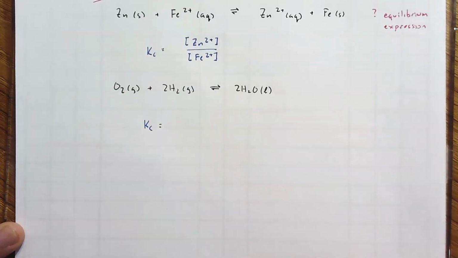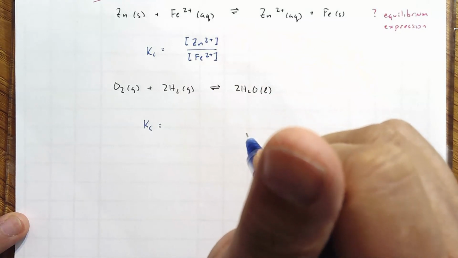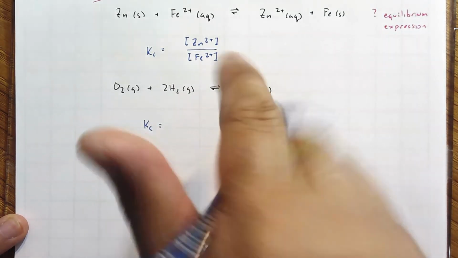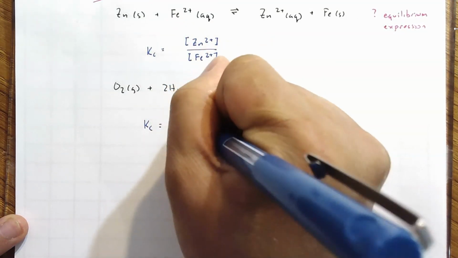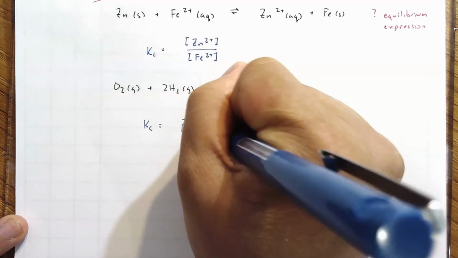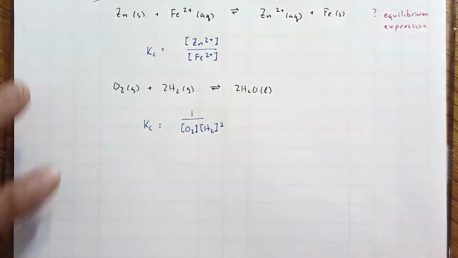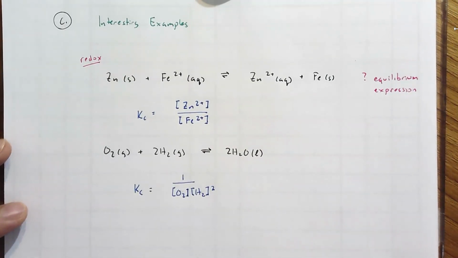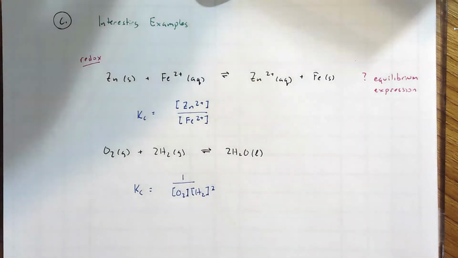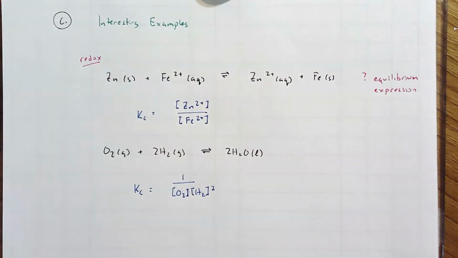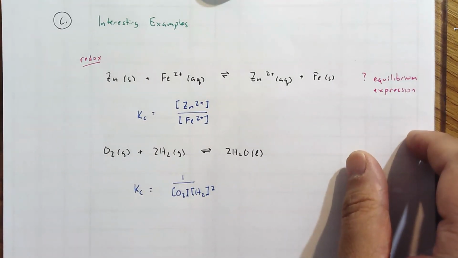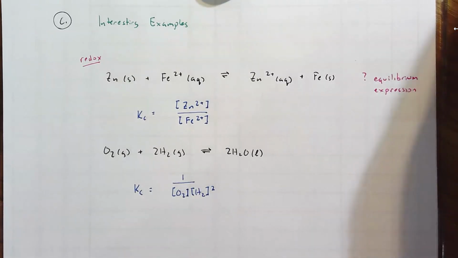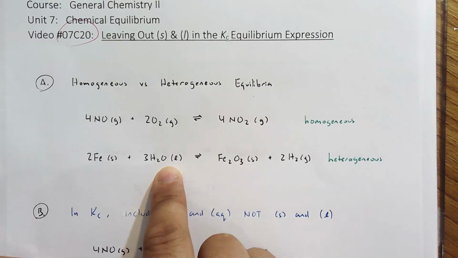What about this Kc? Kc is interesting because all the products are liquid. Your numerator is 1 divided by the concentration of O2 times the concentration of H2 squared. Alright, make sure I didn't make any mistakes. I don't think I did. But again, this is its own video because I myself had made many mistakes by accidentally including a solid or a liquid in the equilibrium expression.